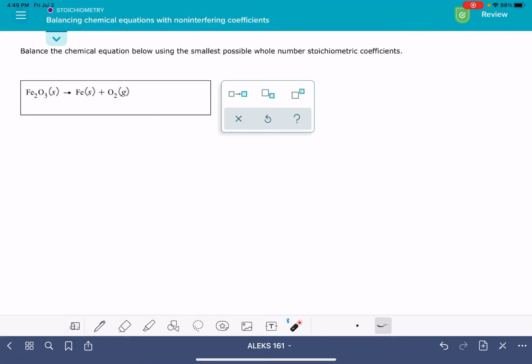In this video, I'll show you how to solve the ALEKS problem called balancing chemical equations with non-interfering coefficients. What I'm going to do is copy this chemical equation down just so that I have a little bit more room. Fe2O3. Also, we don't need to have those solid or gas symbols. It's not necessary for balancing the equation, so I'm going to leave those off. Fe and O2. And notice that I'm leaving myself a little bit of space here because I'm going to be adding some numbers up here.